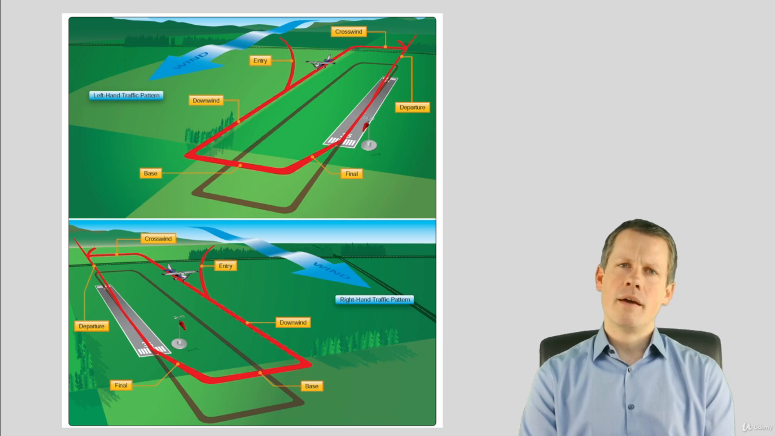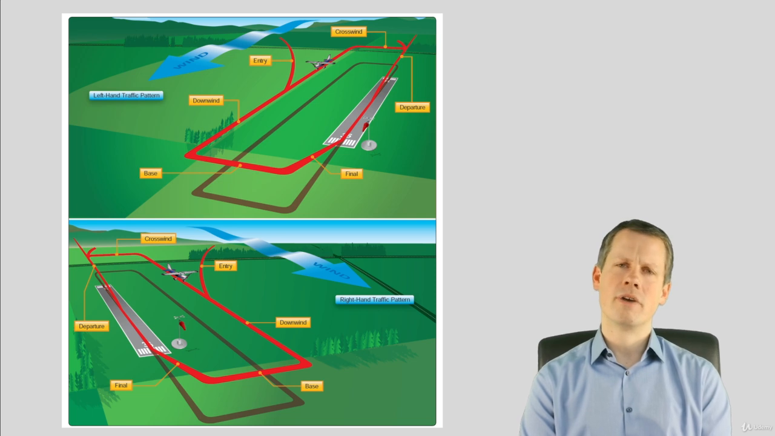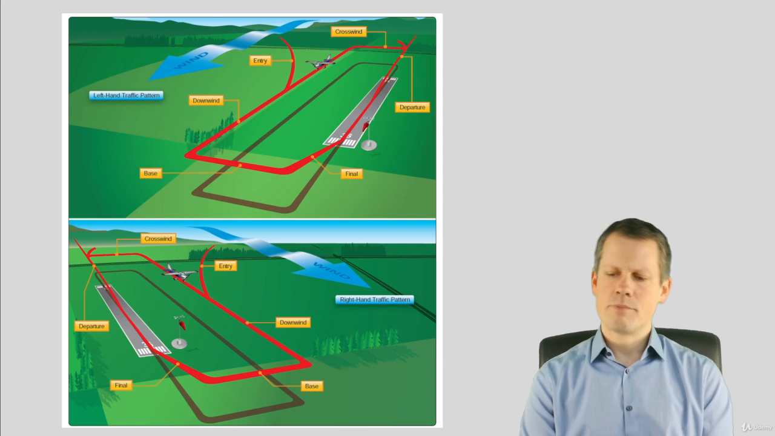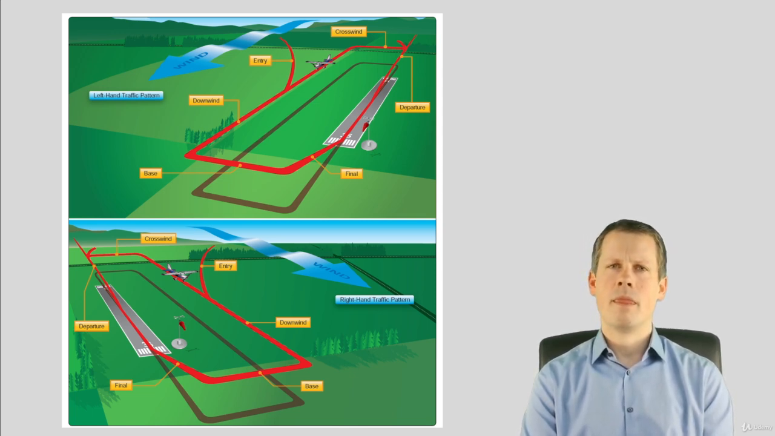Now, normally if you're already in the traffic pattern, so you're departing into the upwind leg, then you'll fly straight ahead to roughly 500 feet above ground, and then you turn left to the downwind. Ideally, you have reached the traffic pattern altitude when entering the downwind. And then you fly the downwind parallel to the runway, probably half a mile to a mile away from it.